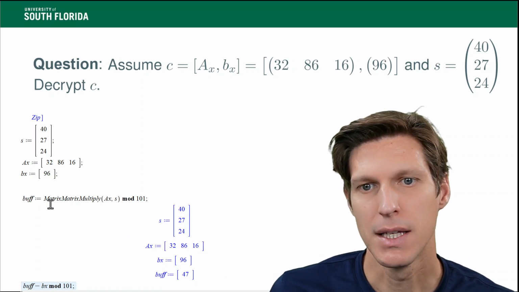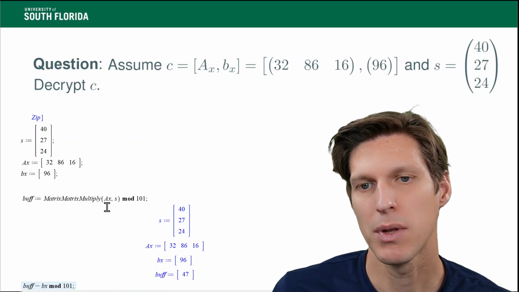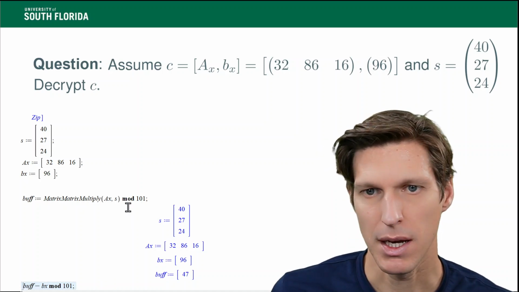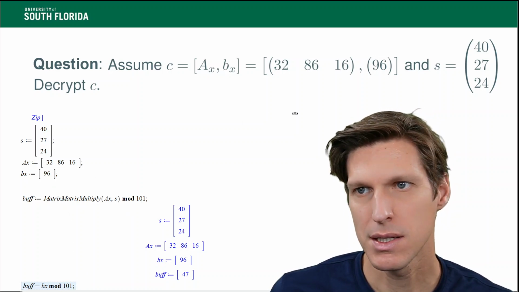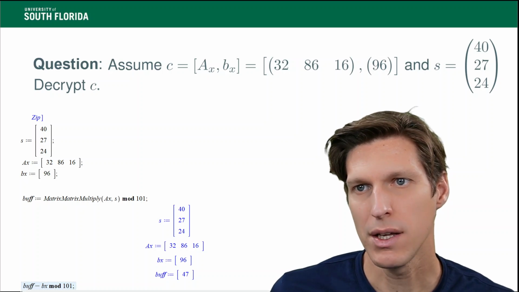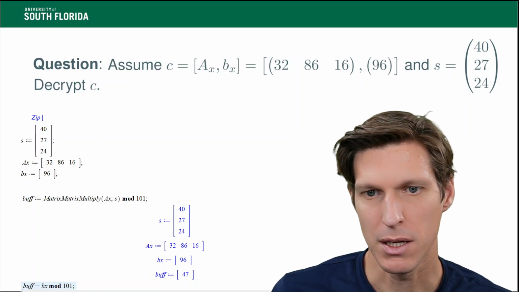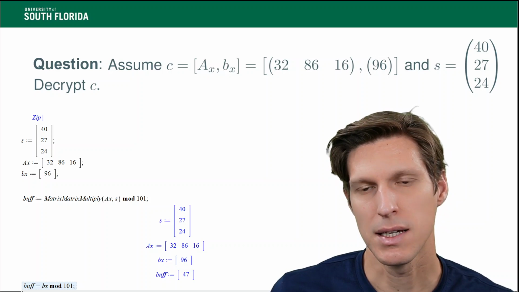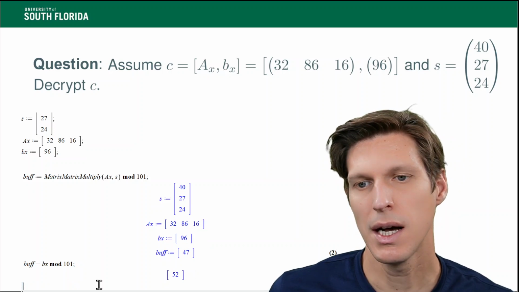Here's my, I called it a buffer, which is just I multiply AX by S, and this is AX multiplied by S, so the same thing that I said we should do as the first step of the decryption. Then you take this second coordinate here, and you subtract the buffer. So you're effectively canceling the AX times S component. All right, so let's do this. And here I get 52.